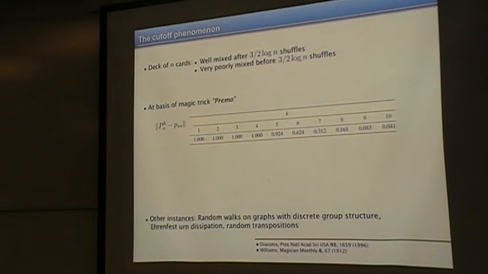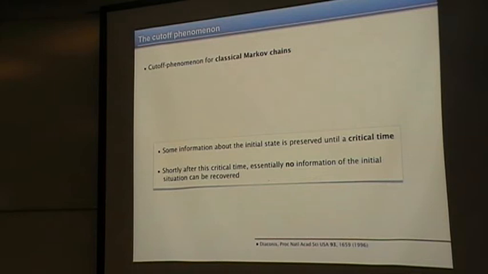There's also a number of other instances that are not known to show this kind of phenomenon. Good. So again, some information about the initial state is preserved until the critical time, and then suddenly, shortly after this critical time, essentially no information about the initial state can be recovered. It's a very non-trivial, non-asymptotic behavior of these processes.